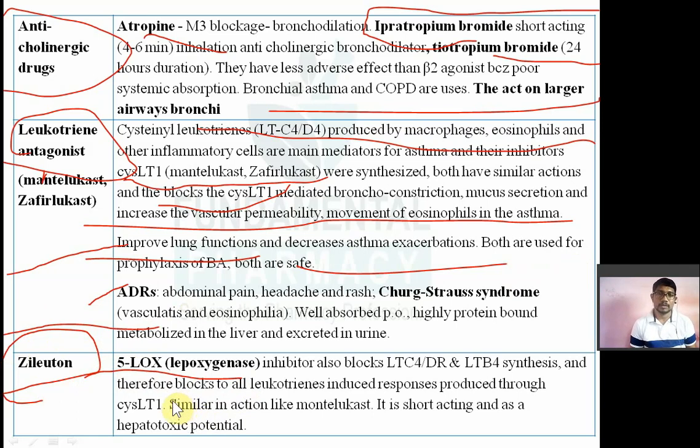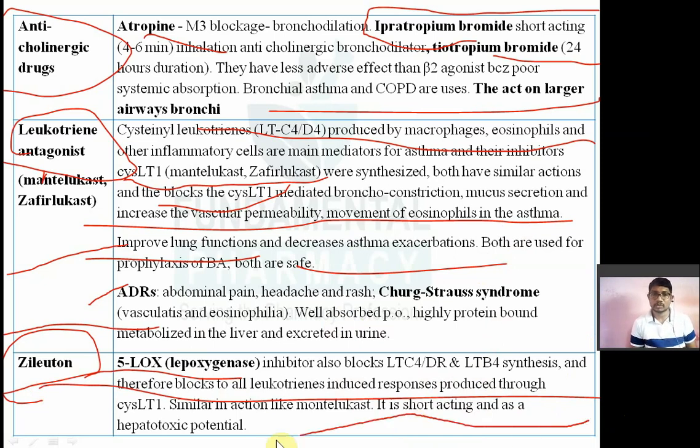It is a lipoxygenase inhibitor and blocks the synthesis of leukotrienes. We have seen that when we were discussing anti-inflammatory drugs. So they will prevent the leukotriene-induced bronchoconstriction through the leukotriene receptor. Similar in action to Montelukast, it has a short duration of action. It has hepatotoxic potential. It can cause hepatotoxicity; remember the rest of the mechanism.